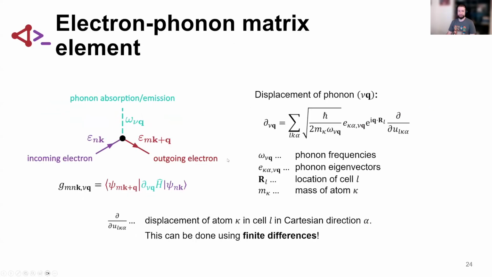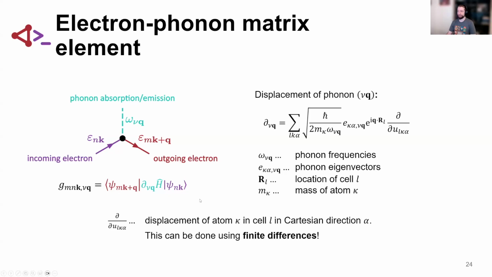Okay, so I mentioned this electron-phonon matrix element, and it is an important ingredient. Once again, here I have a physical interpretation where you have an incoming electron that goes into a scattering process with a certain energy epsilon and k. So this corresponds here to the ket state. It scatters by either emitting or absorbing a phonon with a particular frequency omega. So this corresponds to the change of your electronic Hamiltonian due to a phonon vibration. And then it scatters into a final electronic state, epsilon mk plus q, which is here the bra state, the outgoing state.